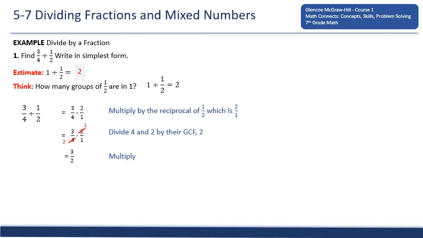Then if we multiply that out, we just simply multiply across. So we multiply the numerators 3 times 1, and we multiply the denominators 2 times 1. And then if we rewrite the improper fraction as a mixed number, we get 1 1/2. Check for reasonableness. 1 1/2 is approximately 2. We can say that 1 1/2 would round up to 2.